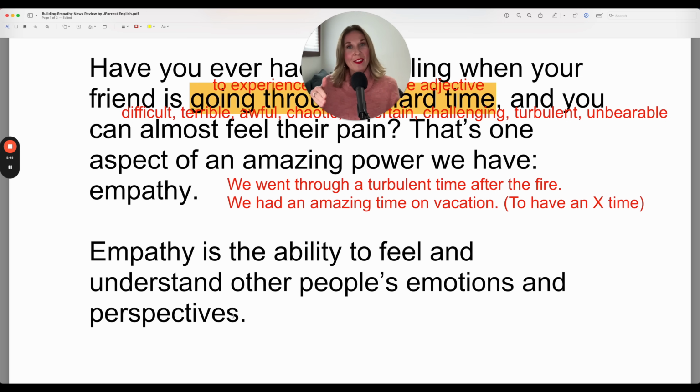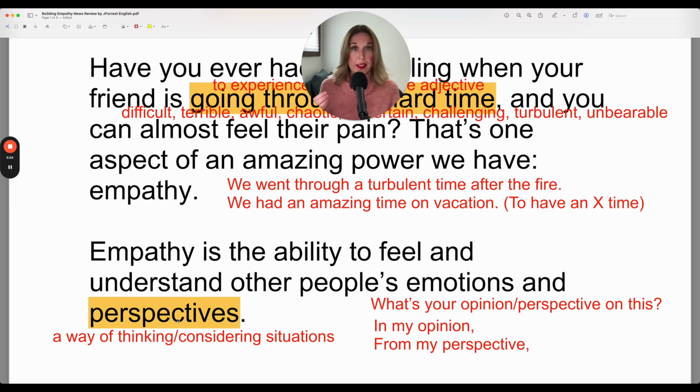So now we have a definition, but you already knew this. Let's review perspective. This is a way of thinking or considering situations. And we'll review this because it's very common to use instead of asking for someone's opinion. You probably are familiar with the question, what's your opinion on this? You could also say, what's your perspective on this? What's your way of thinking about this or considering this? Now, to answer using these two words, notice the difference in preposition.